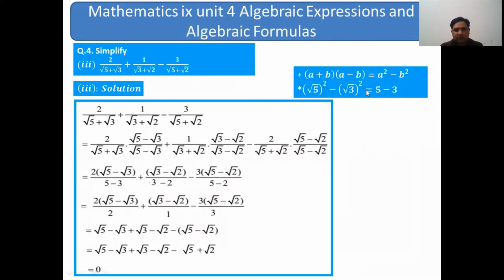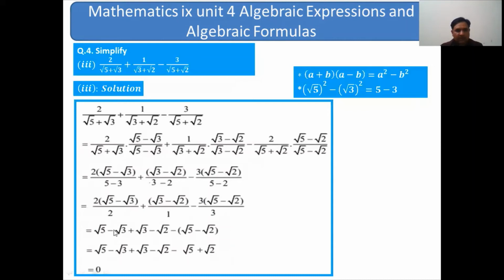Here again we have to use this formula, and in a similar way we can write this as 3 minus 2, and here in a similar way we can write 5 minus 2. Here there is a mistake, since here is 3, so this must be 3. So you have to correct here, this must be 3. So 5 minus 3 is 2, 3 minus 2 is 1, and 5 minus 2 is 3. So now this 2 cancels out with this one, and this 3 cancels out with this one.